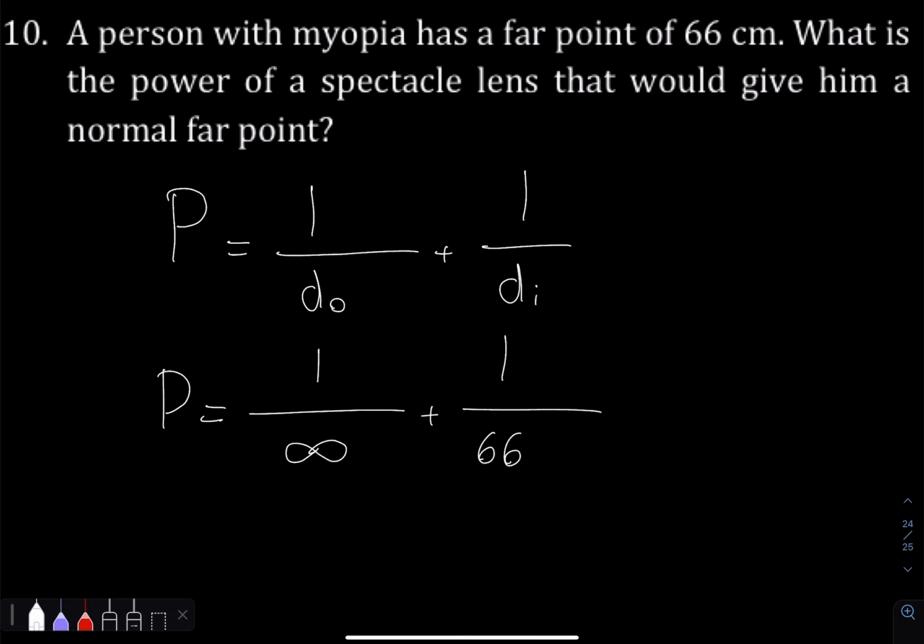But keep in mind a couple of things. So first, you don't want it to be in centimeters, you want it to be in meters. And the image is always going to be a virtual image, so this has got to be negative. So when you take into account all that, this power here equals negative 1.515 diopters.